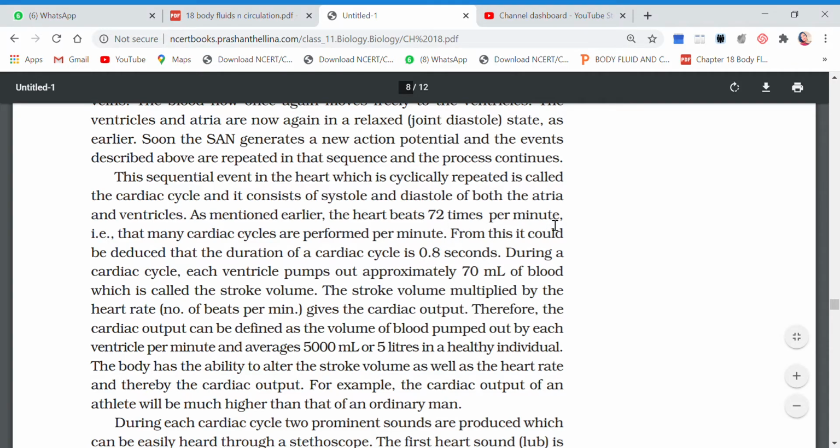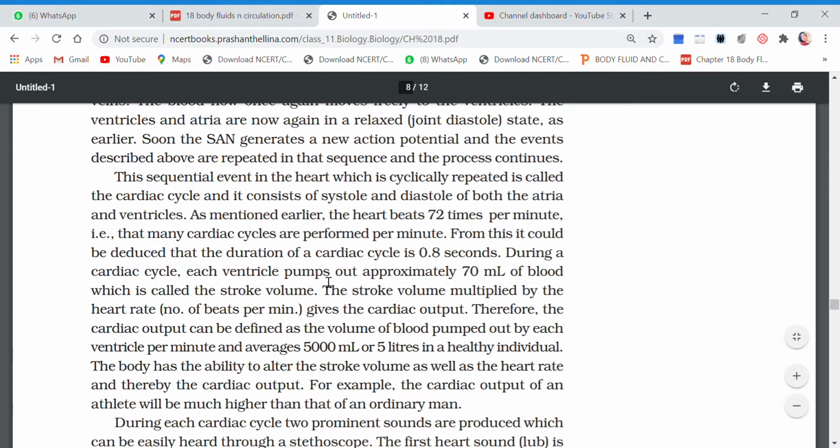72 times in 1 minute, na? And 1 minute has how many seconds? 60 seconds. So just divide it, 60 upon 72. What will you get? 0.8. So one cardiac cycle is taking how much time? 0.8 seconds. So during a cardiac cycle, each ventricle pumps out how much blood?